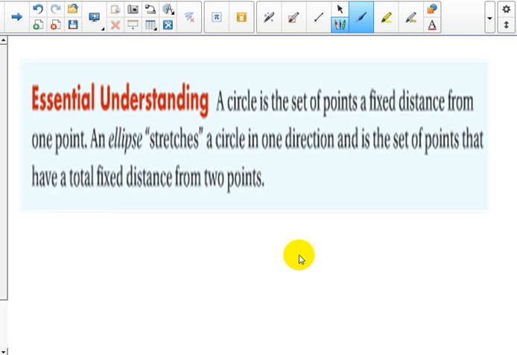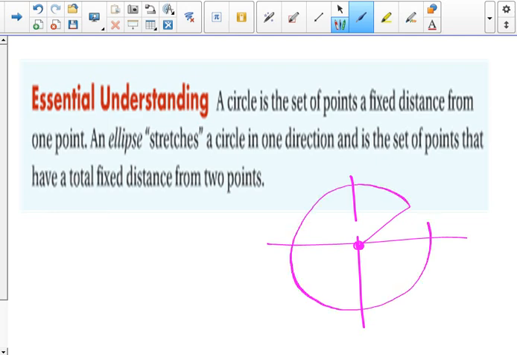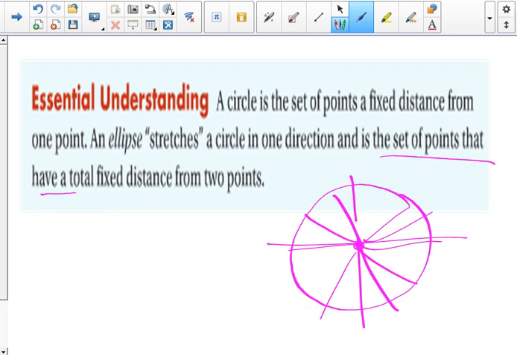So we've talked about circles, and although today we're going to move on to ellipses, we need to understand, a circle was a set of points, a fixed distance from one point. So if we had a center here at the origin, we could pull a string out and make a circle. No matter what, it's the same distance all the way around. Well, for an ellipse, it's not. An ellipse is a circle that's stretched in one direction. Okay, so it is a set of points that have a total fixed distance from 2 points.